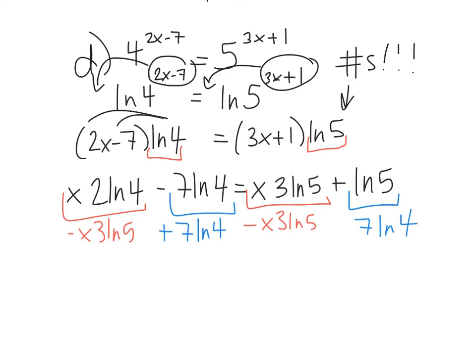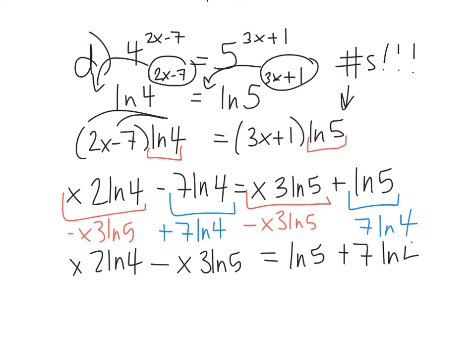So let's see what I have. I have x times 2 ln 4, that was my first piece. Then I subtracted x times 3 ln 5 equals ln of 5 plus 7 ln 4. Now, I cannot simplify this anymore. I cannot combine ln of 5 plus 7 ln of 4. There is nothing I can do with that. This is not like if I have an x plus a 2x and I get 3x. These are separate numbers that I cannot combine to make it look any prettier. This is as pretty as it gets.